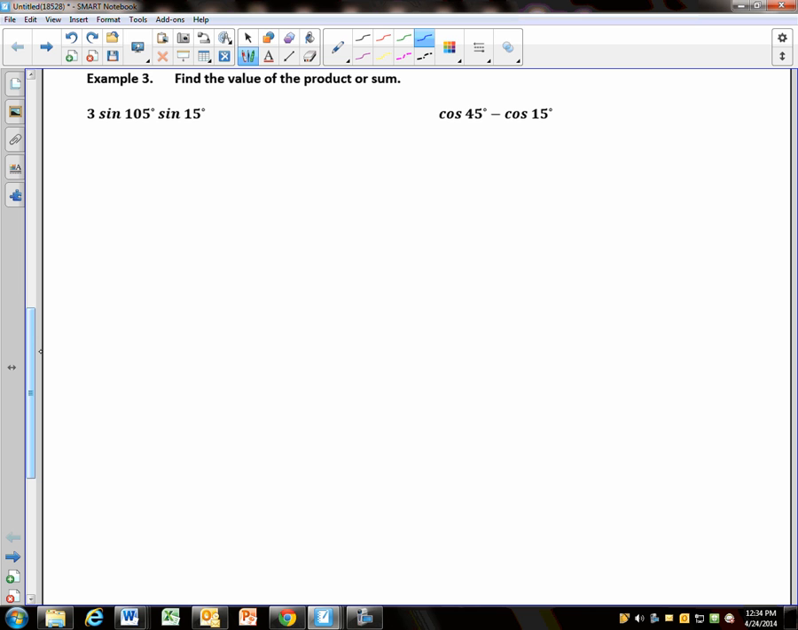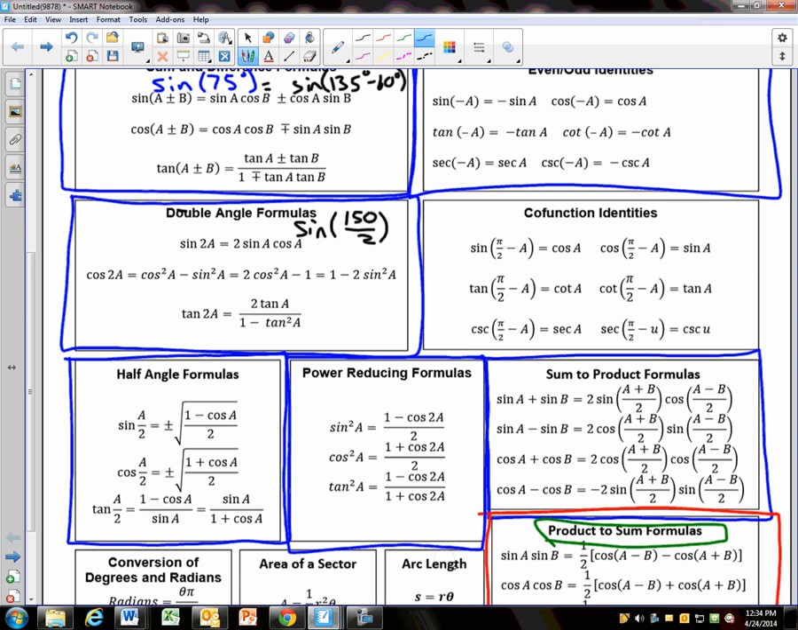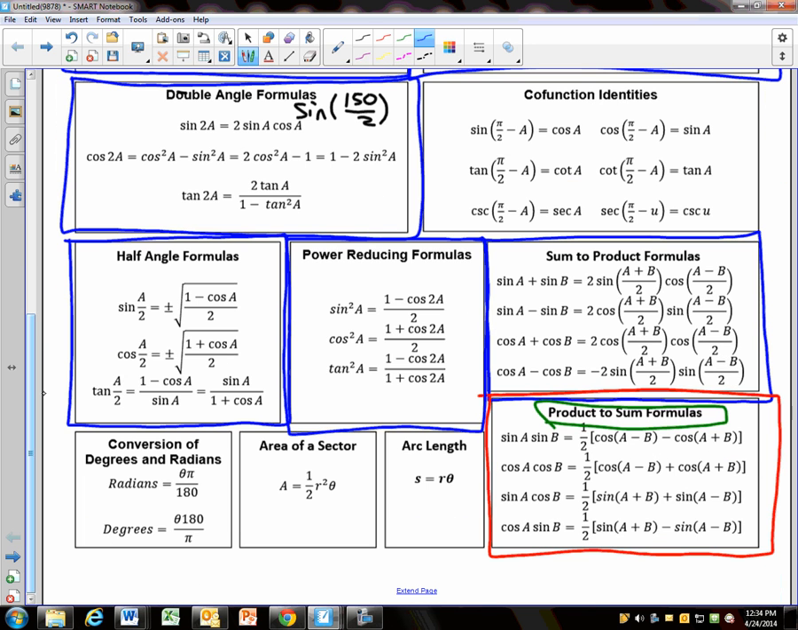3 times sine of 105 times sine of 15. Do you know what the exact value of sine of 105 is? I don't. How about sine of 15? I don't either. So let's try to write it as, instead of a product, a sum, and see what happens. This formula right here fits what I have right here for 1, doesn't it?